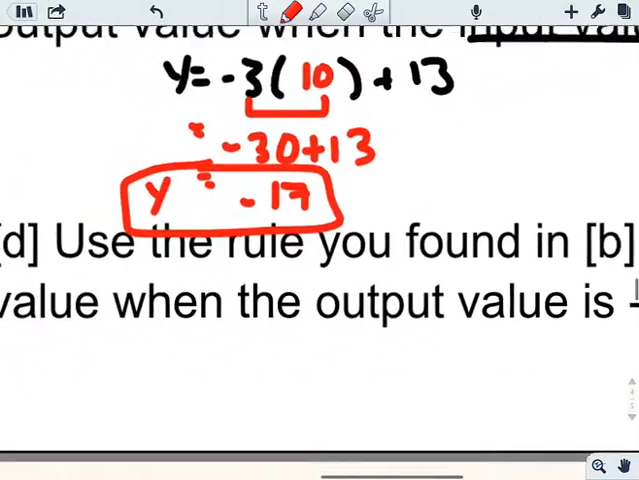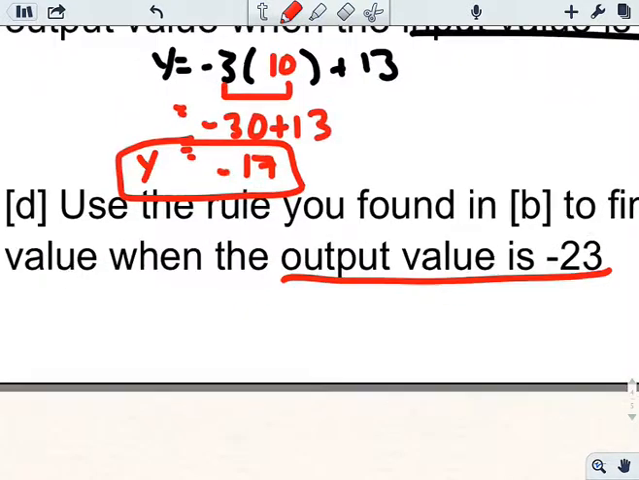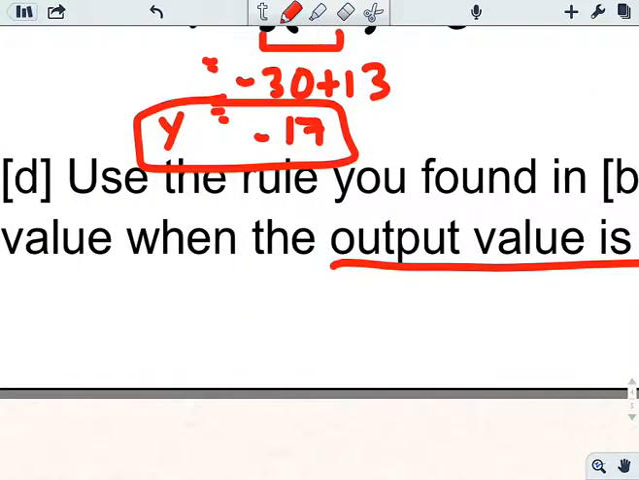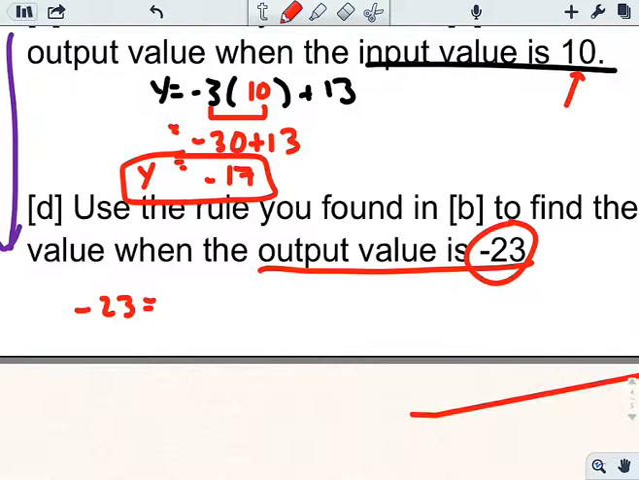Now, new bar. Okay, so now we're going to do this for when the output value is negative 23. That's a y value of negative 23. So we're going to do a little backwards design. So we have negative 23 is equal to, negative 23 came from there, by the way. Then we have the rule, which is negative 3x plus 13.